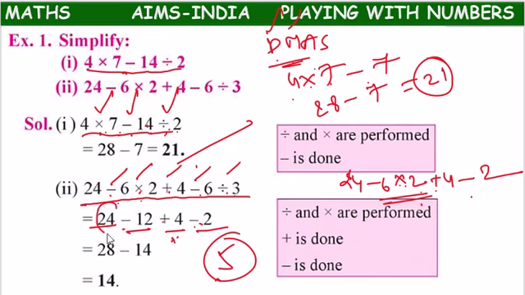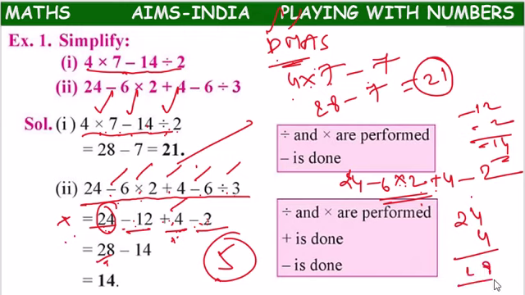Do addition. 24 has a plus symbol, and 4 has a plus symbol. Two plus symbols, we have to add together. 24 plus 4 is 28. Next, minus 12, minus 2. All minus numbers are to be added together. Minus 12, minus 2 is minus 14. So we write here 28 minus 14, and 14 is the right answer.